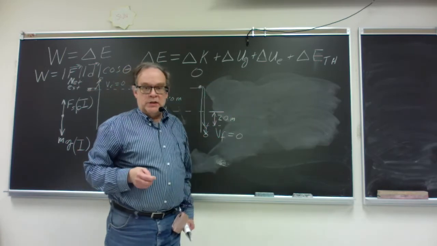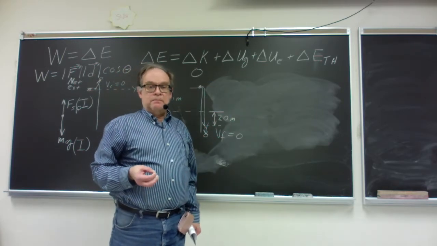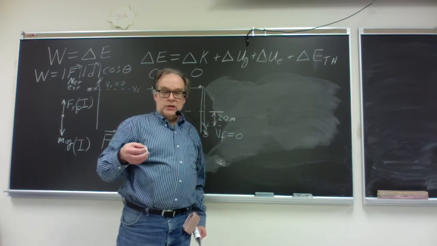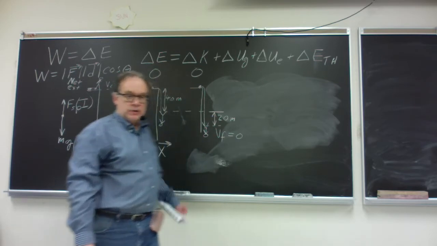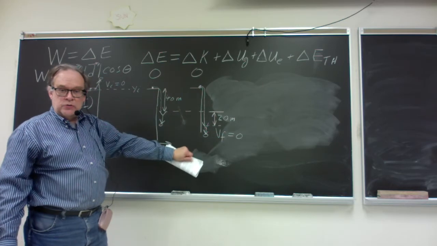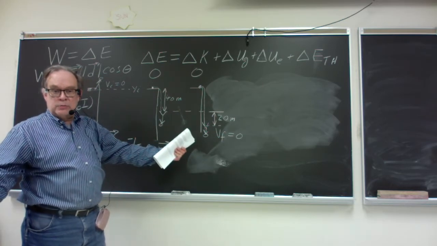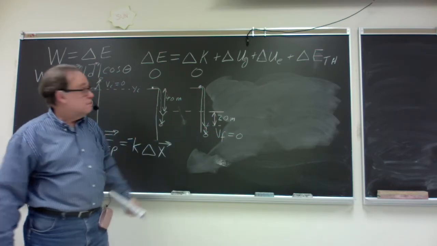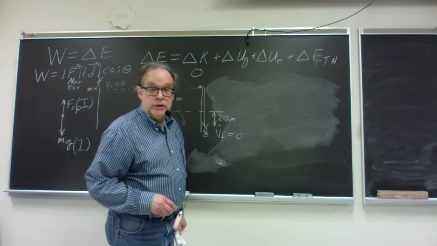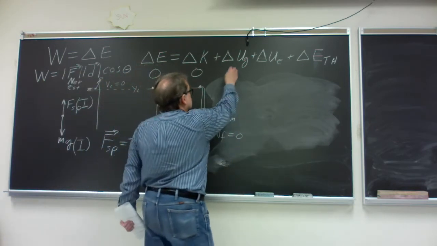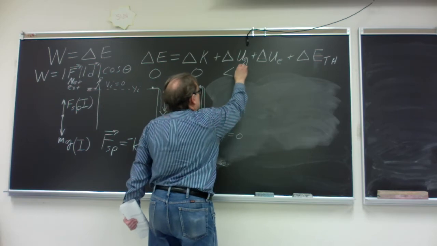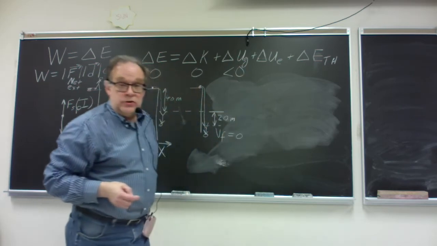The gravitational potential energy decreases. Gravitational potential energy is directly proportional to elevation, and as the jumper went through the dive, the jumper's elevation decreased. So gravitational potential energy must decrease. So that's a negative change.